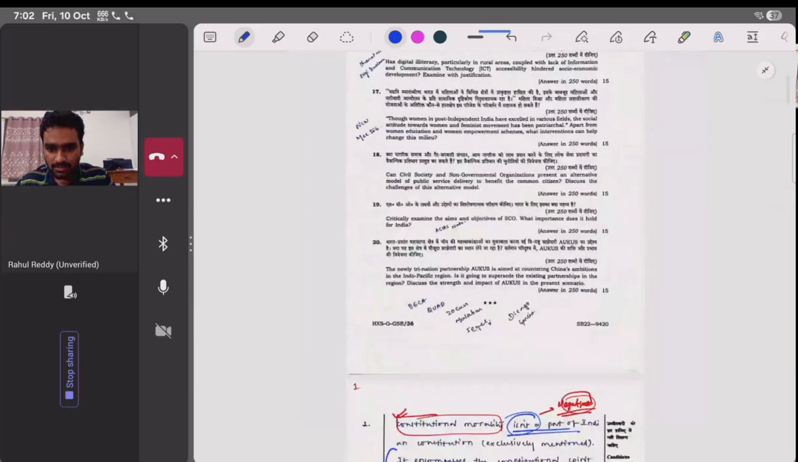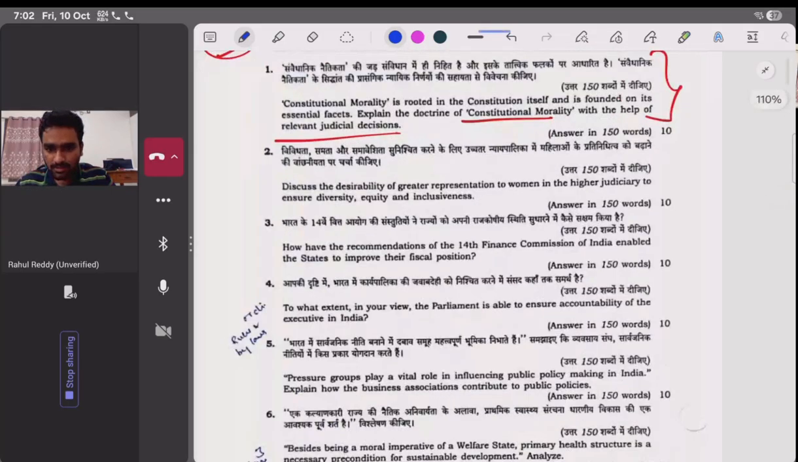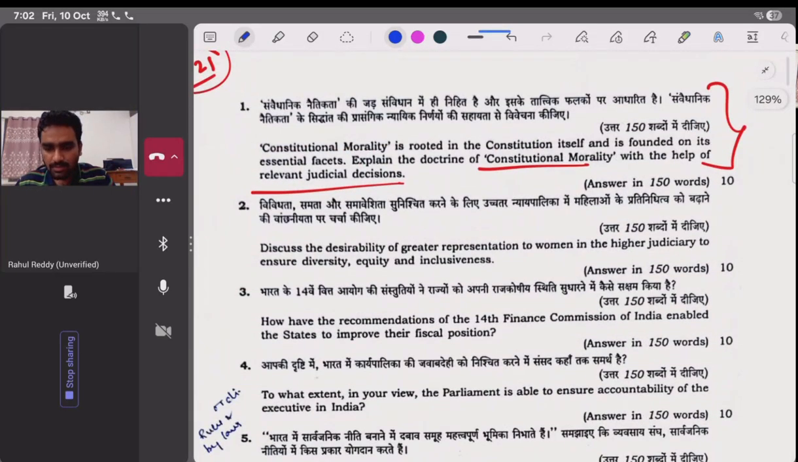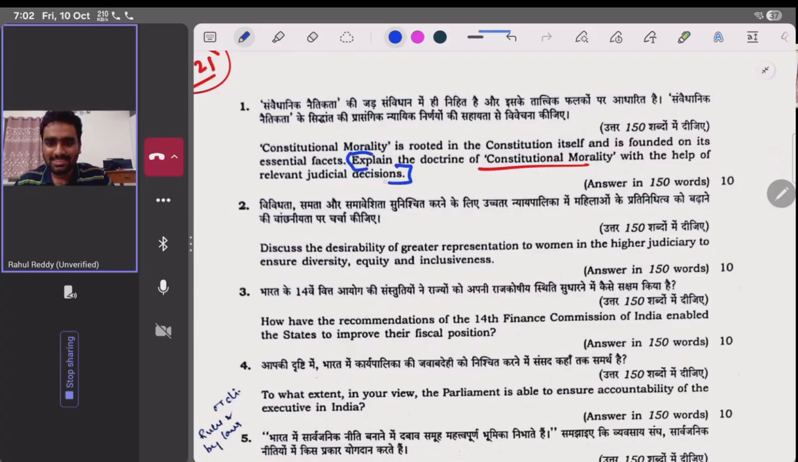And also the most important thing is the wording of the question. Let us look at the wording. Constitutional morality is rooted in the constitution itself, and it is founded on its essential facets. So, explain the doctrine of constitutional morality with the help of relevant judicial decisions. Whatever you have written is from the point of view of the doctrine, this second part, yes, but you have ignored the first part.